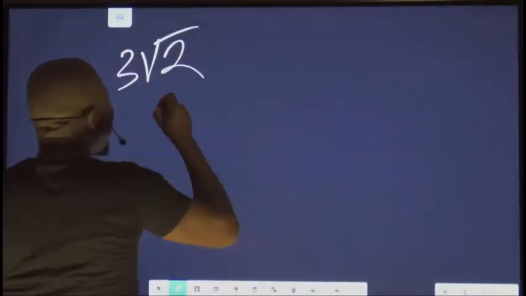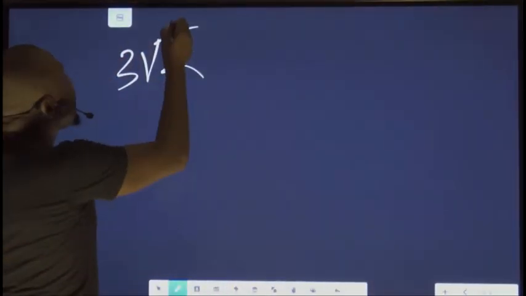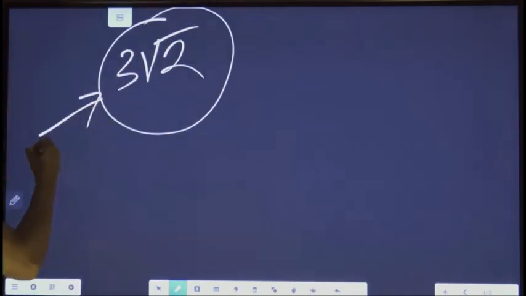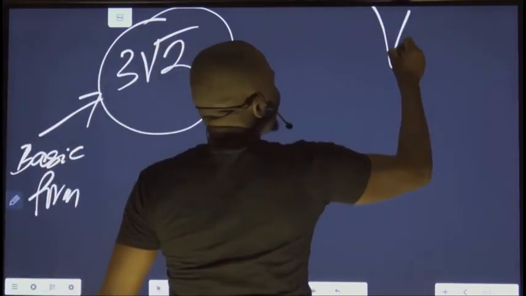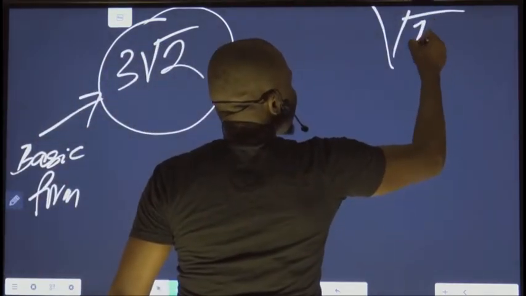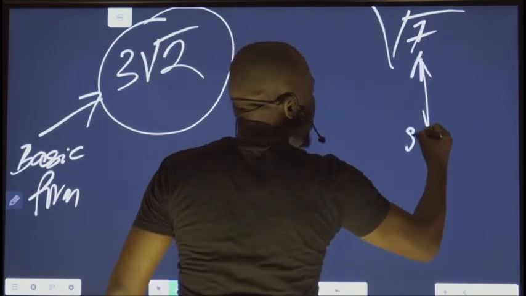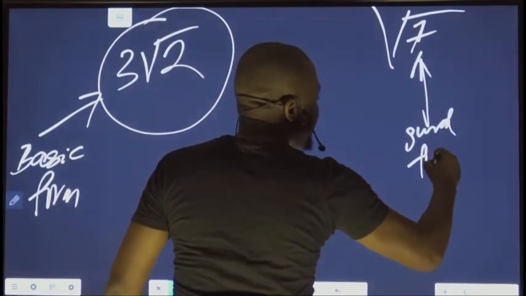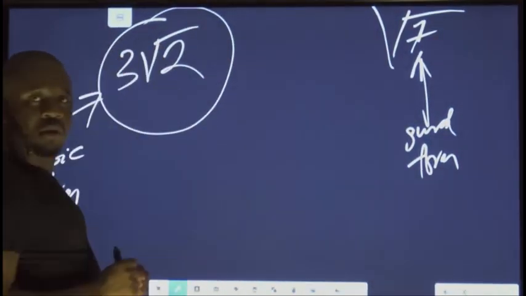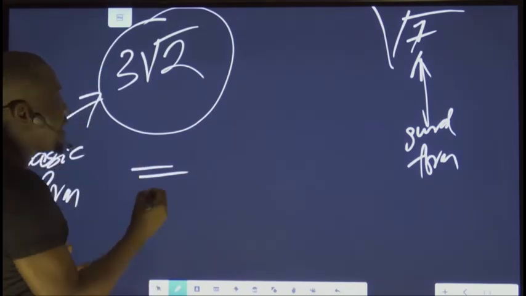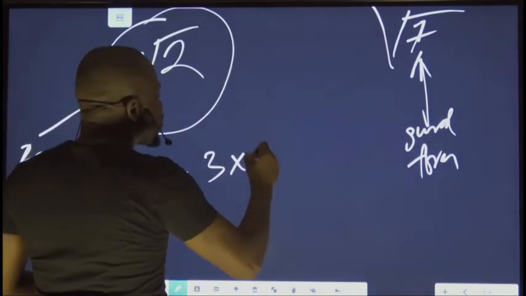If you are given something like this, this form is called the basic form. Basic. But if you have something like this, for instance, this is the surds form. So if you are given something like this, and you want to move it from this basic form to the surds form, what do you do? You simply take 3 multiplied by the square root of 2.